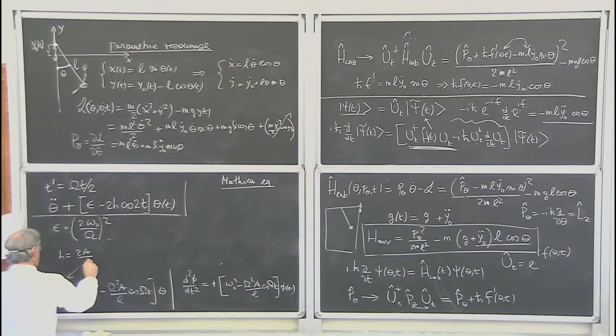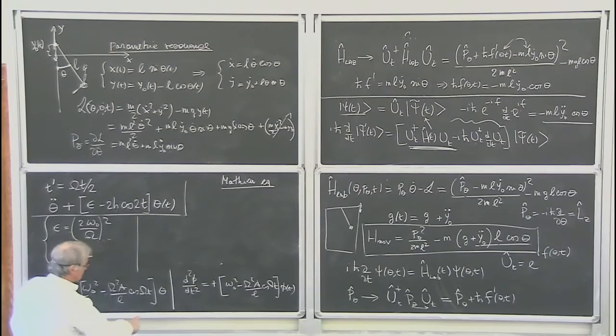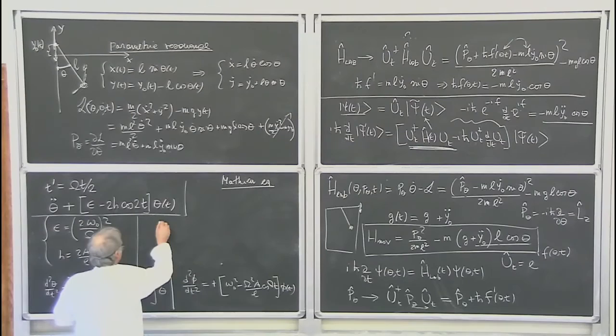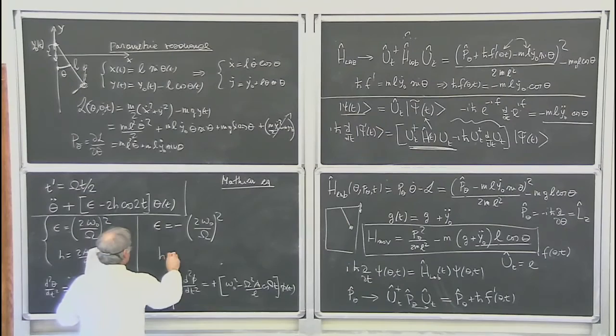It's very simple. When you take the rescaling of time and do a little bit of reshuffling of the constants, you will realize that the constants that go here are exactly these two. In the other case, you do again the rescaling of time, you do similar algebra, and you find the following: epsilon equal to minus twice omega 0 over omega square, and h is essentially the same apart from a sign, which is, however, not very important.